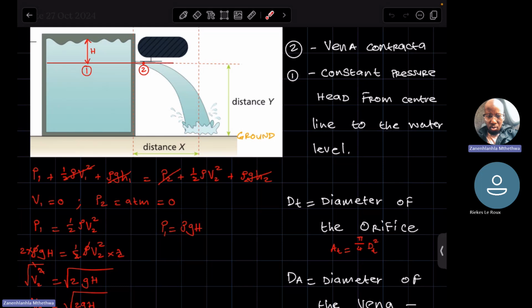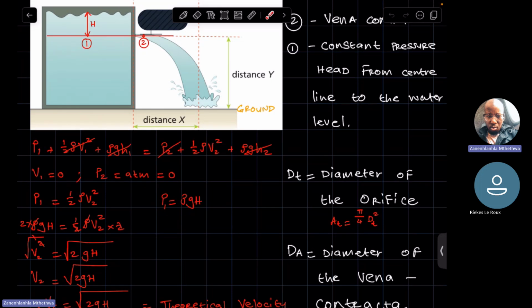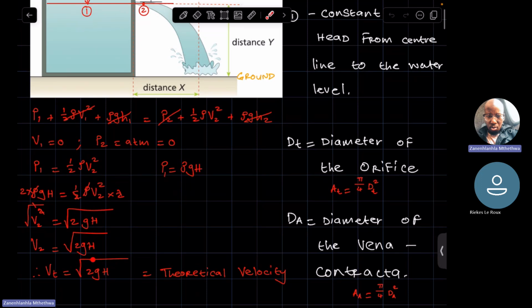Now, in saying that, remember I mentioned theoretical findings. For instance, how we derive the formula to calculate the theoretical velocity is through looking at the flow through an orifice ideally, so not considering losses, and we come up with this equation. I'll explain it just now.